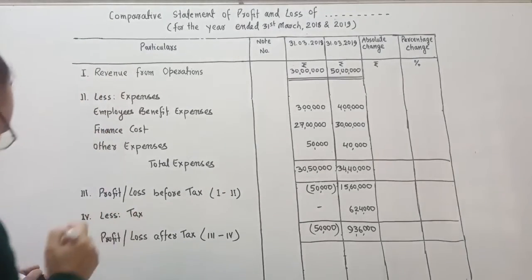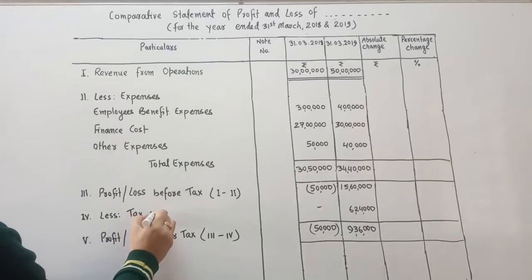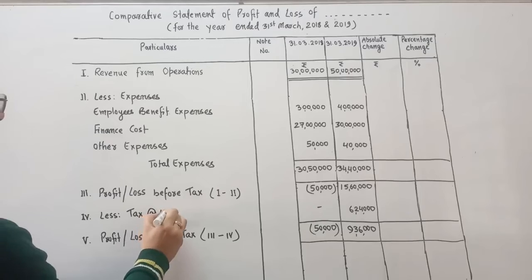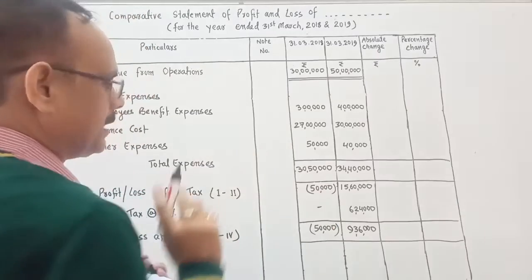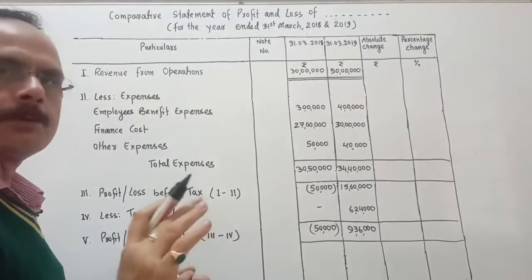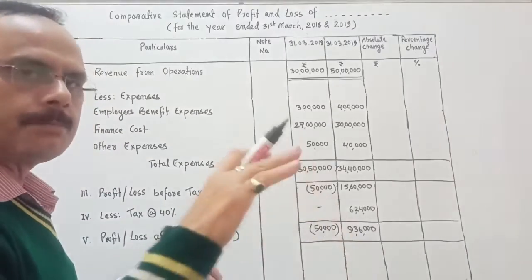Now come to the tax. Tax is given in the question, at the rate of 40%. Here there is a loss, so no tax will be charged. In case of loss, tax is not charged. Tax is only charged when there is a profit.